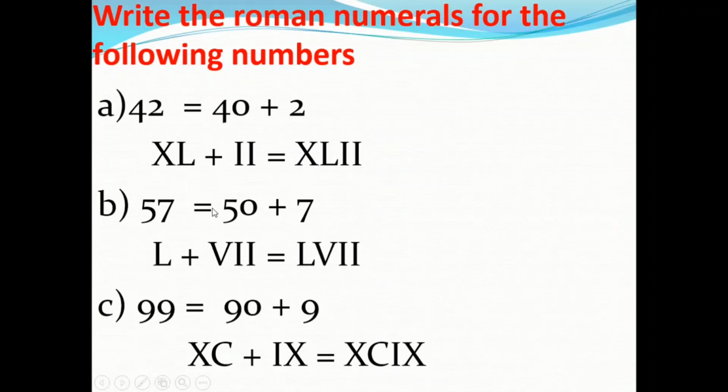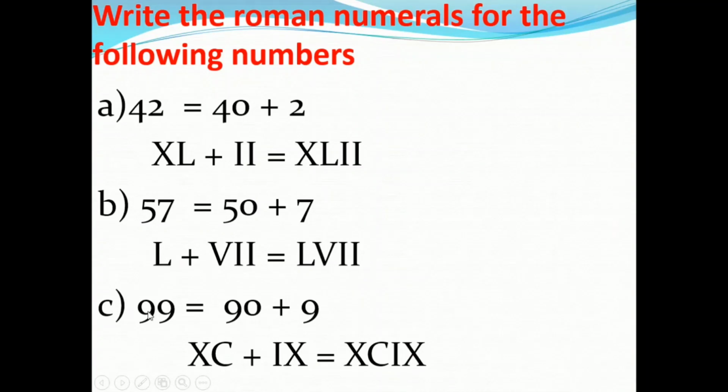Next example is 57. Expand this into simplest form, that is 50 plus 7. So what is the Roman numeral for 50? It is L, and 7 is VII, that is 5, 6 and 7. So the Roman numeral for 57 is LVII.